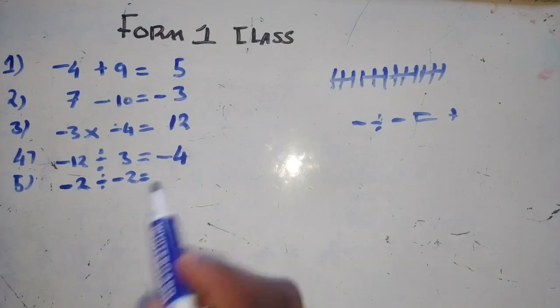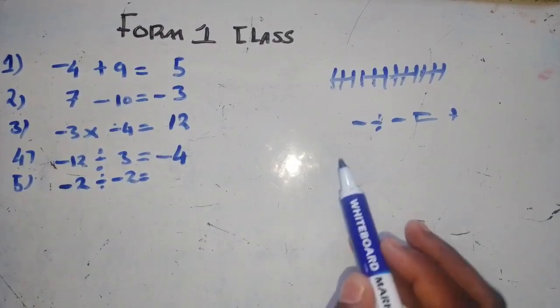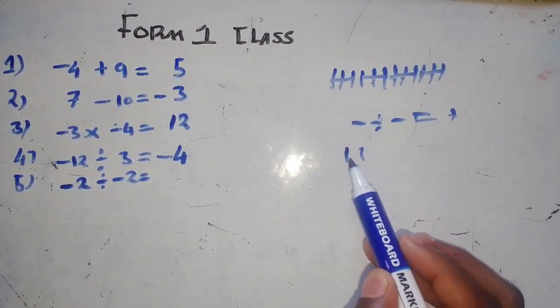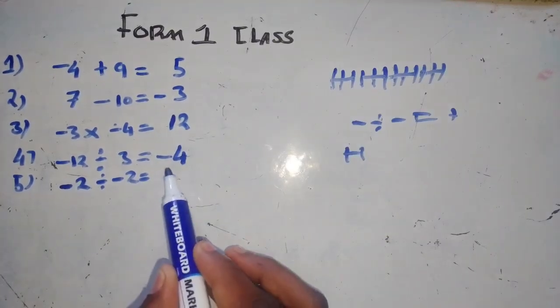So just know that here we're going to have a positive value. So 2 divides 2, you also do the same. 1 2, isn't it? Then you do 1 2. So how many 2's do you have? It's 1. So we have 1 here.